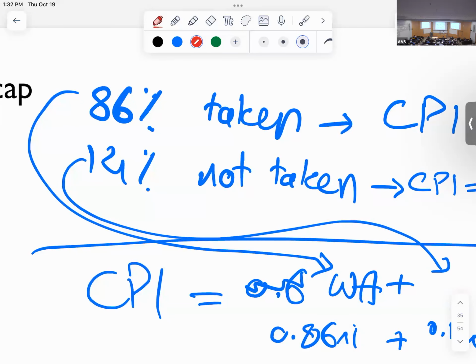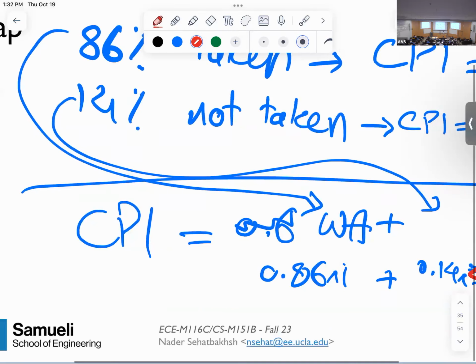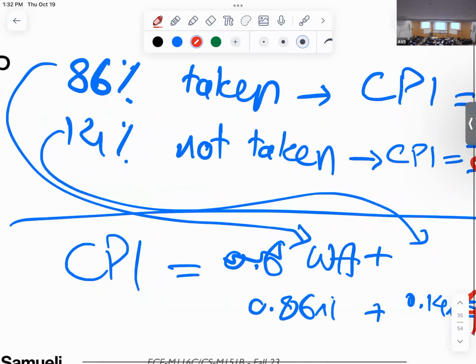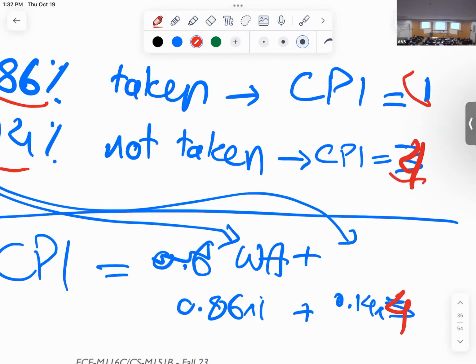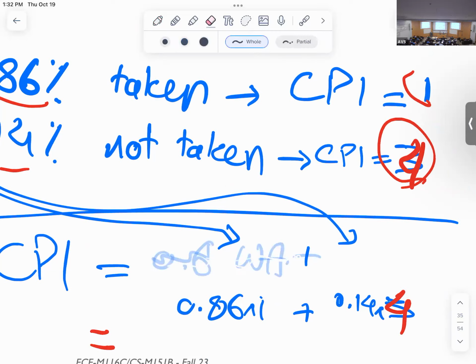This one? The third one, I'm just doing the weighted average. I'm basically saying that if 86% takes 1 cycle and 14% takes 4 cycles, what would be the average CPI? I'm just doing 86 times 1 and 14 times 4, the weighted average.